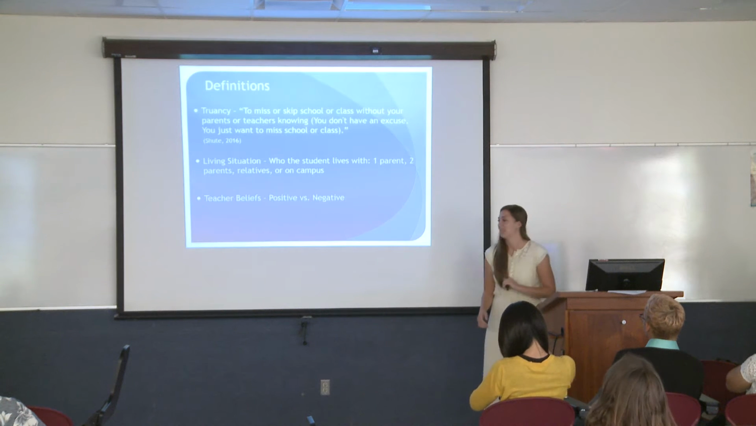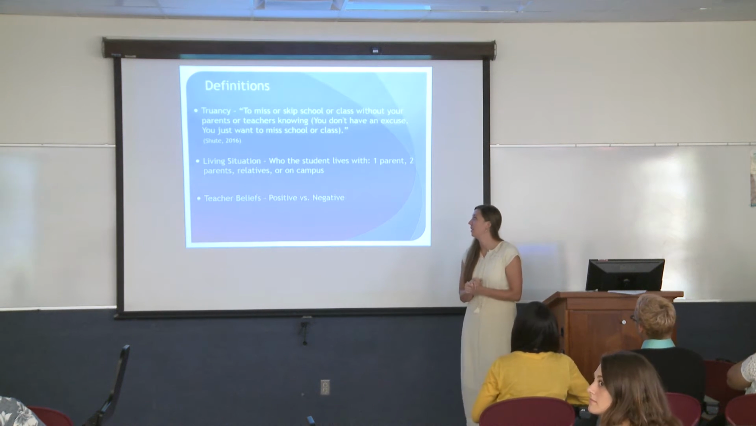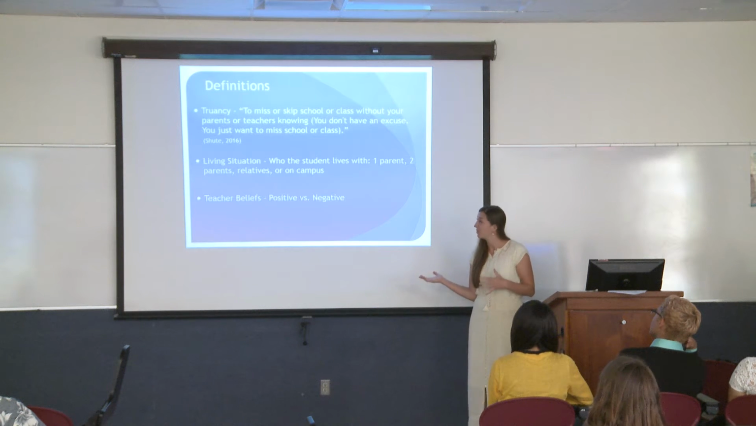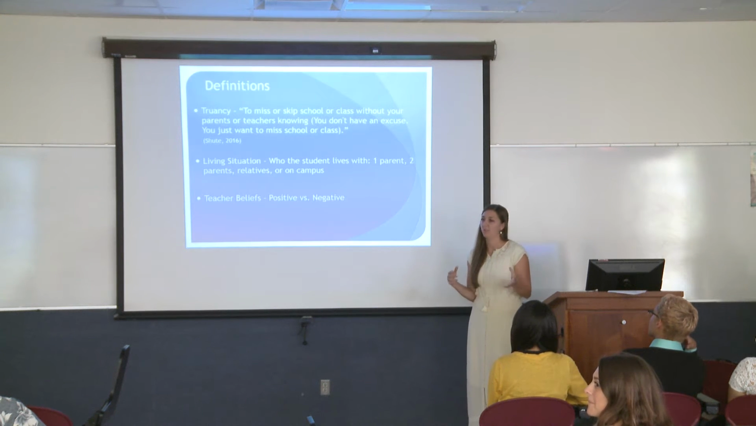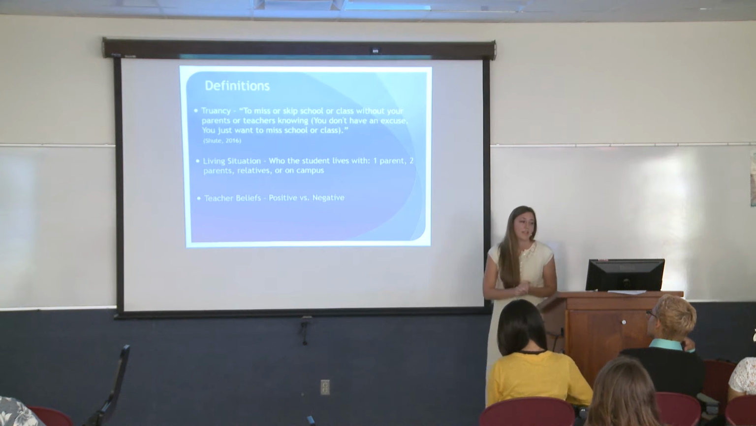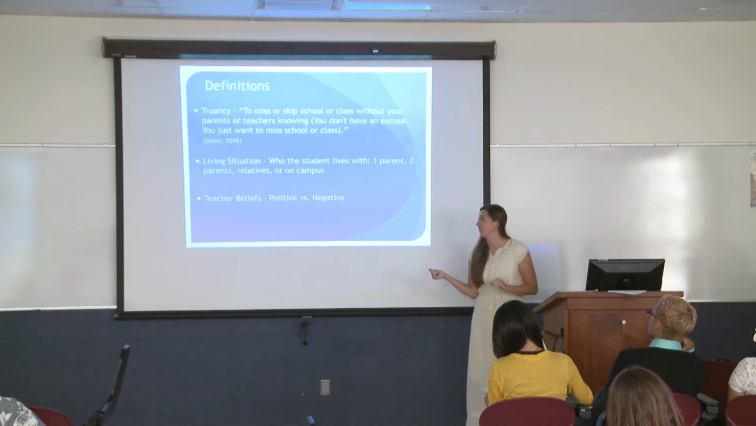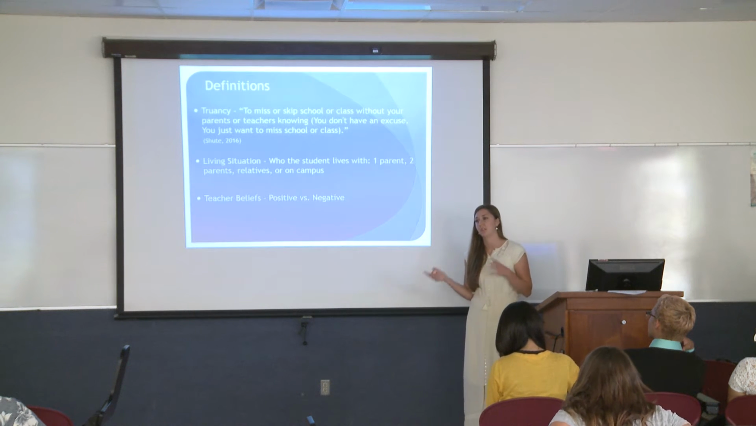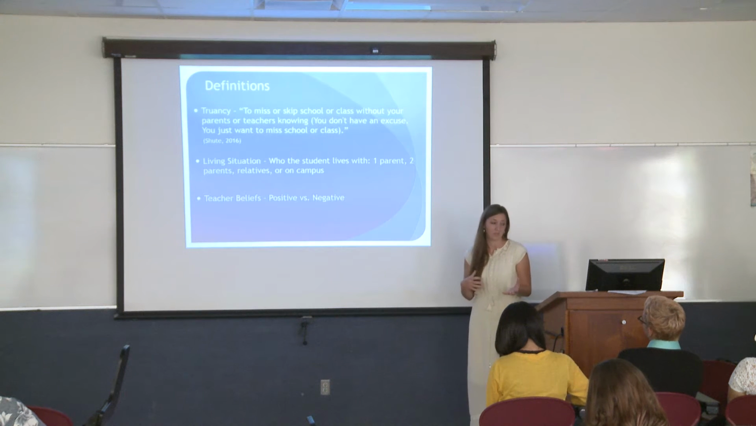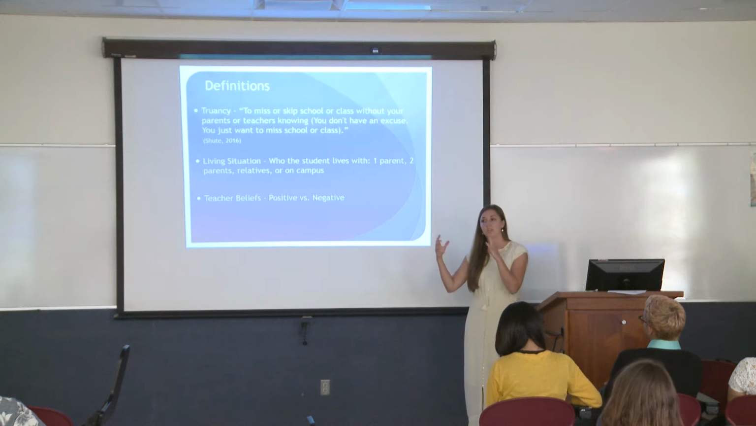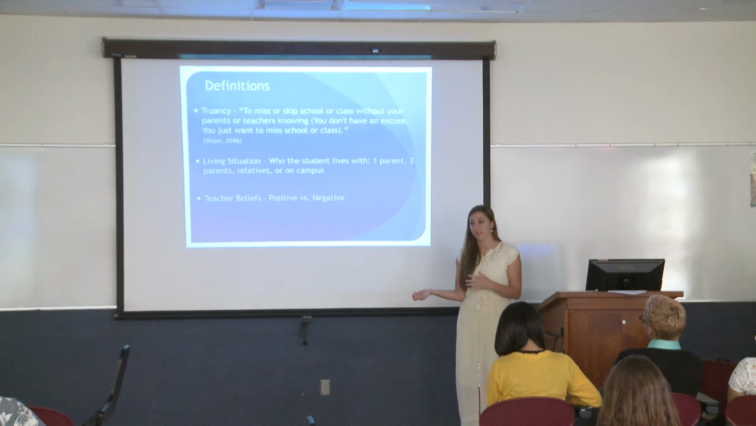And to start off, we'll go over some definitions. Truancy, as defined for this study, is to miss or skip school or class without parents or teachers knowing. So they don't have an excuse, they just skip class. The next definition is living situation. This refers to who the student lived with. It can be one parent, two parents, relatives, or on campus for the boarding students. And the other is teacher beliefs, which just refers to whether the student has positive or negative beliefs about their teacher.